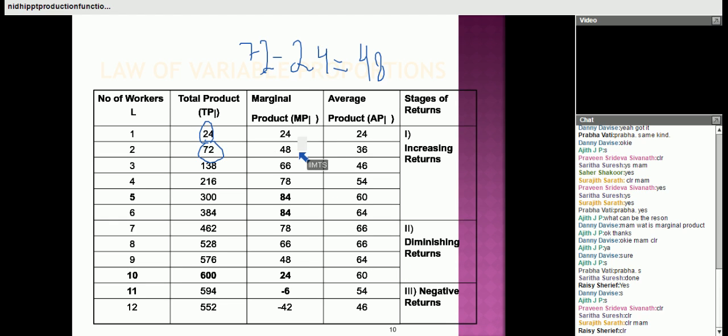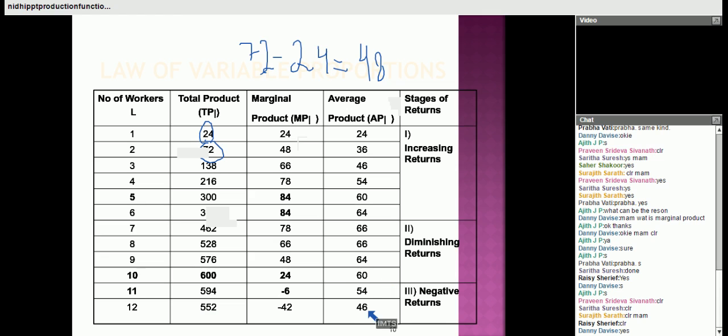Okay, so this is the marginal product column. Then next is the average product. Average product is very easy to calculate. We divide the total production by the number of units. For the first unit, it is 24, because 24 divided by 1. For the second, it's 72 divided by 2, that is 36. For the third one, 138 divided by 3, 46. It's a simple mathematical calculation as we used to do for averages, if you remember. Same calculation: total divided by the number of units. 216 divided by 4, so 54. Clear? Till the last unit, 552 divided by 12, 46. So this is average product.